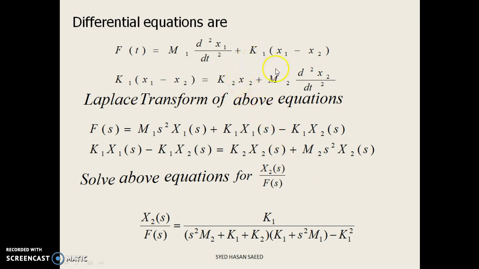So this is the free body diagram, and here we write the differential equation according to D'Alembert principle. The sum of all the forces equal to 0, and then we take the Laplace transform and solve the equations for X2 upon F(s) or any other.